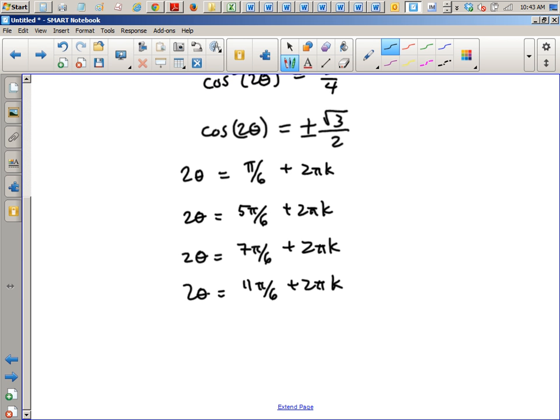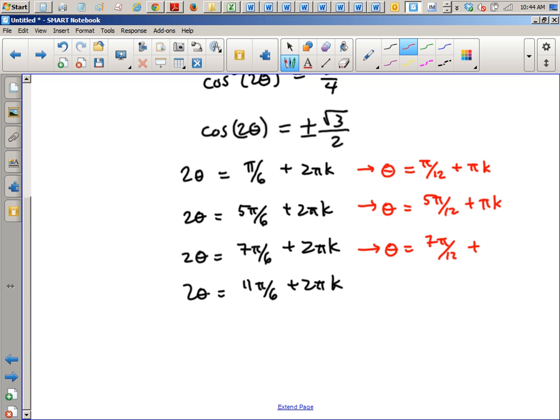All right. Not done yet. We need to divide by 2. All right, so what are my answers if I divide by 2? Theta equals what? Pi over 12 plus pi k. 5 pi over 12 plus pi k. 7 pi over 12 plus pi k. And 11 pi over 12 plus pi k.